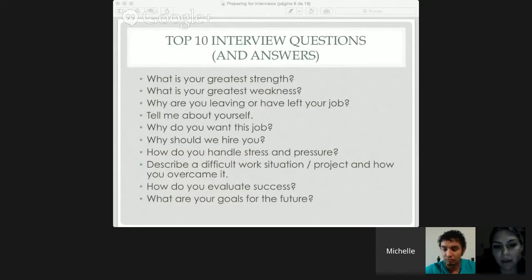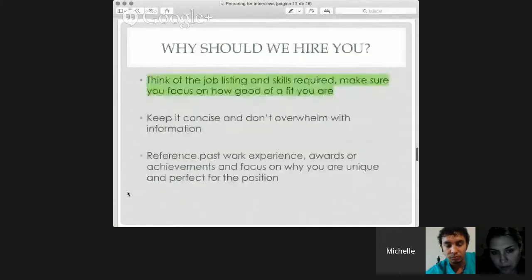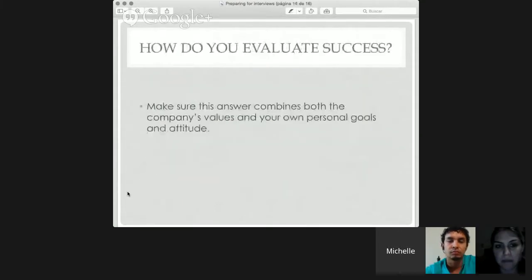How do you evaluate success? Good. How do you evaluate success? Okay, this is a hard one. Yeah. Okay. So I don't have too many suggestions for this one, but all I have to say is that make sure it combines both the values of the company and your own personal goals. Because obviously this is a personal question, right? How do you personally evaluate success? But it's one thing to keep in mind.